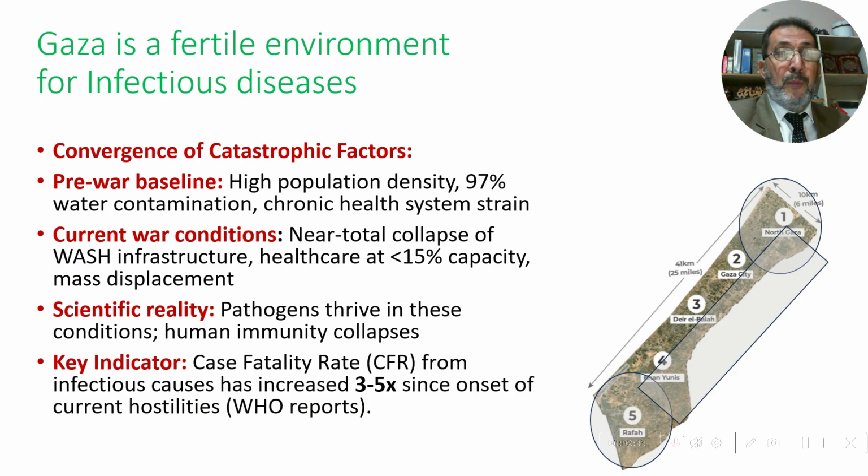There is mass displacement of 2.2 million people internally in the Gaza Strip, several times, many of them maybe more than 15 times, displaced from one place to another. The scientific reality, which is a very harsh reality, is that pathogens thrive in these conditions and human immunity also collapses. The key indicator is the case fatality rate, or CFR, from infectious disease, which has increased 3 to 5 times since the onset of the current hostilities, and this is reported by the WHO.